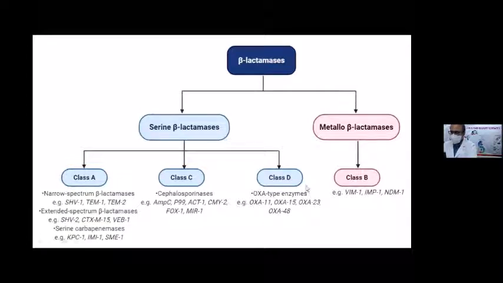Then we have the third category of carbapenemase called metallo-beta-lactamase, which are called class B carbapenemase. They require a zinc moiety for their activity, and that is why they can be inhibited by a chelating agent like EDTA. These include VIM, IMP, and NDM. NDM we all know is a notorious one, first isolated in New Delhi.